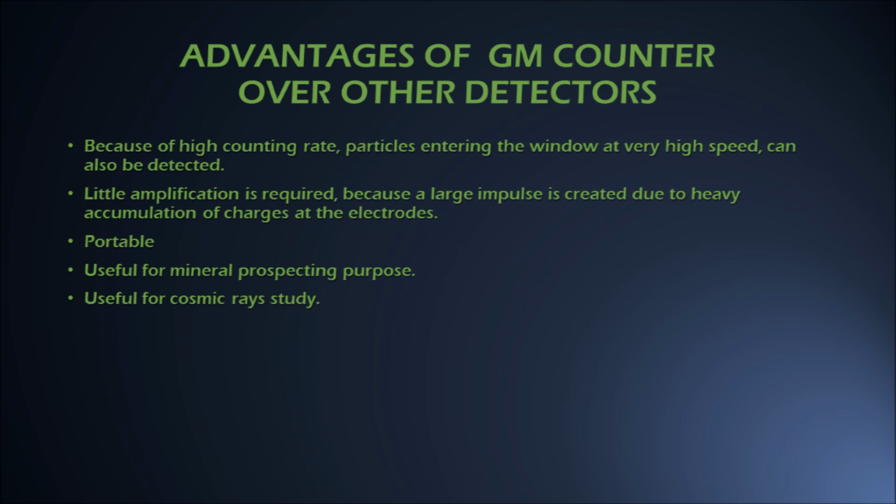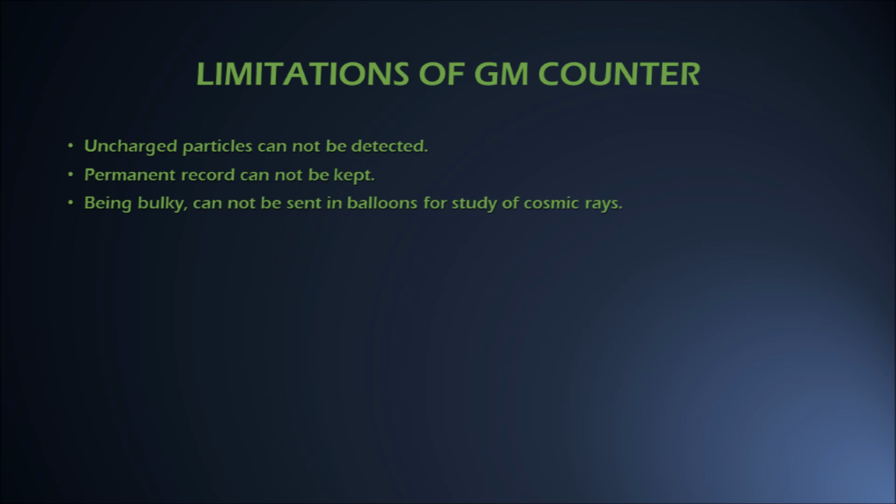In spite of these advantages, there are some limitations also. This GM counter cannot be used to detect uncharged particles. Second limitation is the record cannot be kept permanently because the component is bulky. It cannot be sent in balloons for the study of cosmic rays.